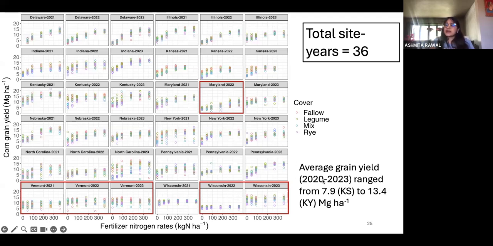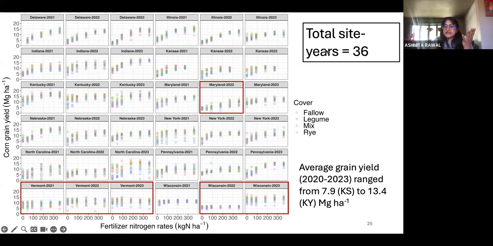So our average grain yield, averaged across years and cover crop treatments, ranged from 7.9 to 13.4 megagram per hectare. And we had total, don't be alarmed with this slide. I know it's a busy slide, but this is just showing you the original data just averaged across replication. And the data is yield, megagram per hectare, across nitrogen rates.